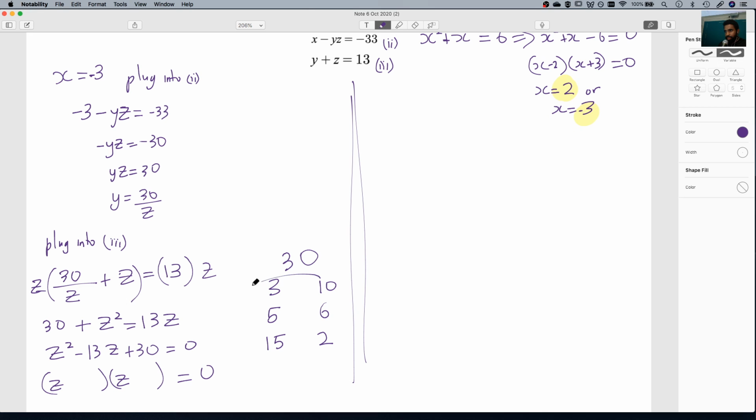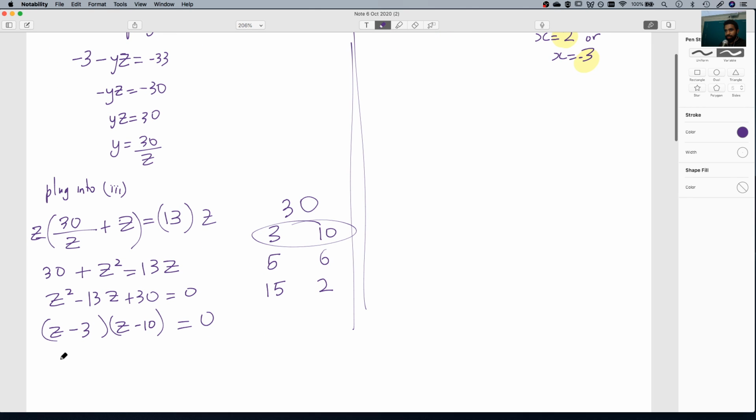Okay, let's try 3 and 10. If it's plus 30, it must be both positive or both negative. So 3 plus 10 would not work. How about minus 3 minus 10? Yes, that would work. So z minus 3 and z minus 10. So then finally we have that z is equal to 3 or z is equal to 10.